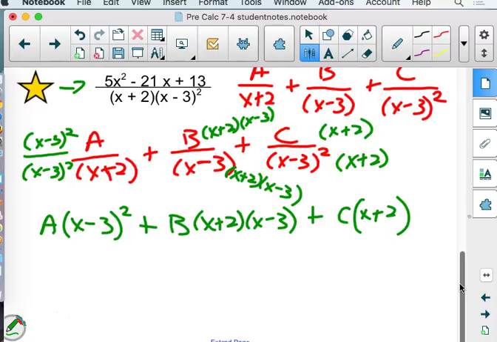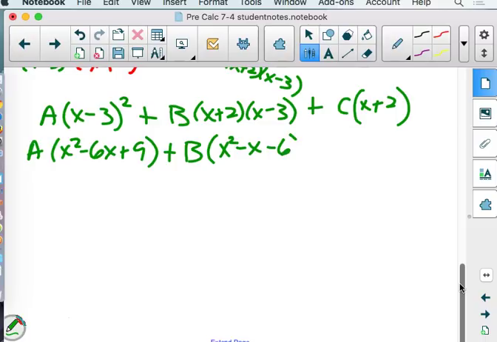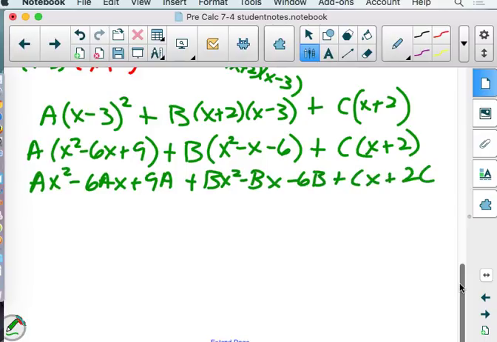All right, so now we need to know what x minus 3 squared is. Well, that's x minus 3 times x minus 3. So that'll be x squared minus 6x plus 9 plus B, use some FOIL on the quantity x plus 2 times the quantity x minus 3. X squared minus 3x plus 2x will be minus 1x minus 6. And then we have C times the quantity x plus 2. Now let's go ahead and distribute. Ax squared minus 6ax plus 9a plus bx squared minus bx minus 6b plus cx plus 2c.